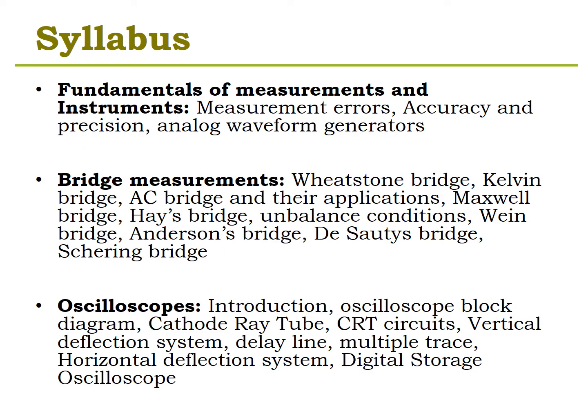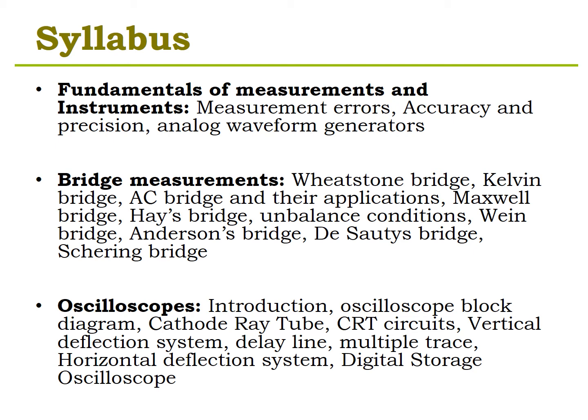So as I told you, the course is on measurements and instrumentation. So the first chapter we would be studying about the fundamentals of measurement. So we'll start with measurement errors, what is accuracy and precision. A very fundamental thing, but I have found students getting confused when it comes to accuracy and precision. So we'll see what is the difference in that and why are they really important, right? And then we'll go down to analog waveform generators.